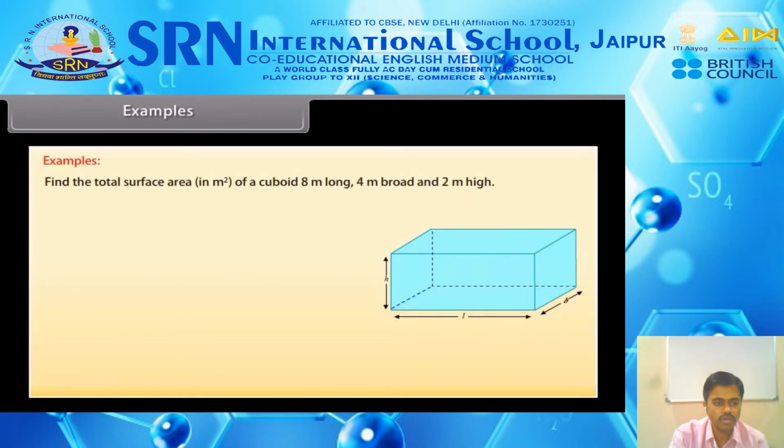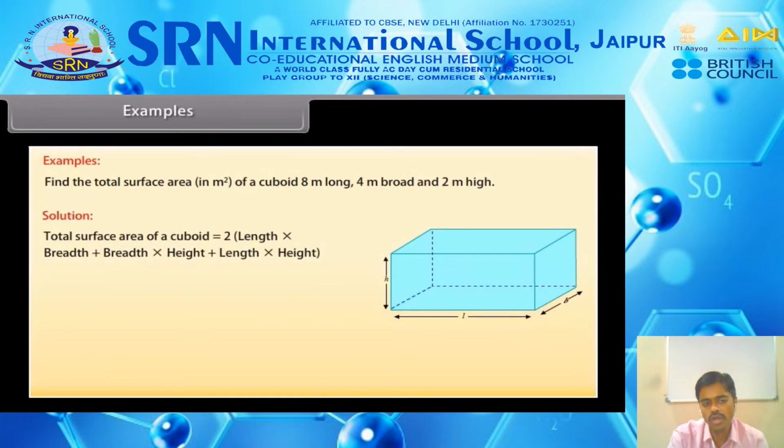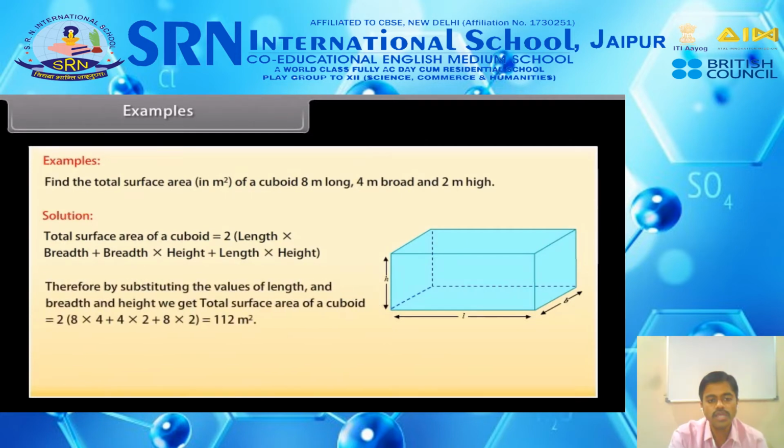For example, find the total surface area in meter square of a cuboid 8 meter long, 4 meter broad and 2 meter height. Now we know the formula of total surface area. We will put it, that is twice of (length into breadth plus breadth into height plus length into height). By putting the values, that is twice of (8 into 4 plus 4 into 2 plus 8 into 2), we will get 112 meter square. So this example shows how we calculate the value of the total surface area of a cuboid.